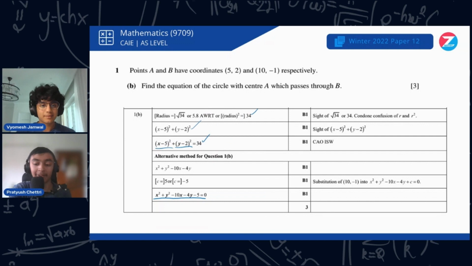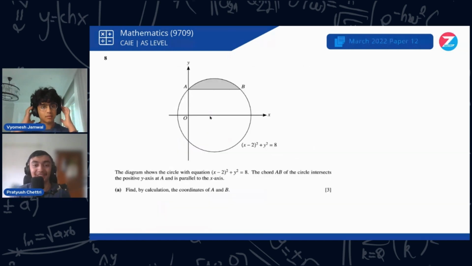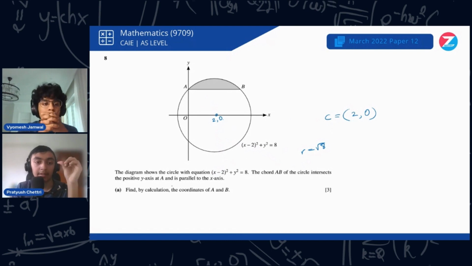Center, and full thing. Okay, I'm going to do this one because I saw this question and I thought it is cool. There's a lot of cool circle questions, guys. You should go out and do past papers. The diagram shows this equation. So let's just say the information that we know. Radius is square root of 8, and the center is at point 2, 0. And find the chord.